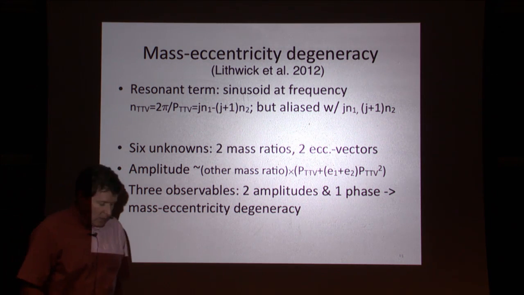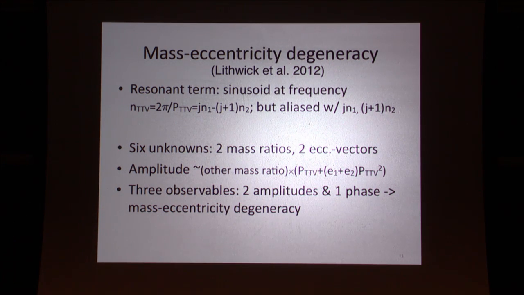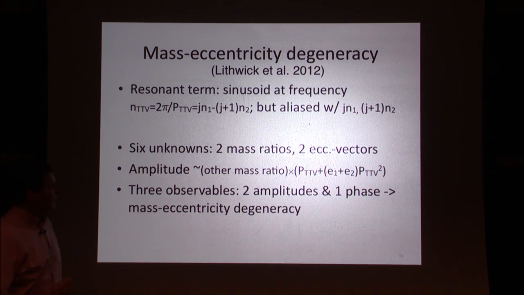Now, what makes this a problem, actually, is the fact that when you measure the times of transit, you're only getting a snapshot of the planet's orbit every orbital period. So it's a perfect alias, which is a problem.